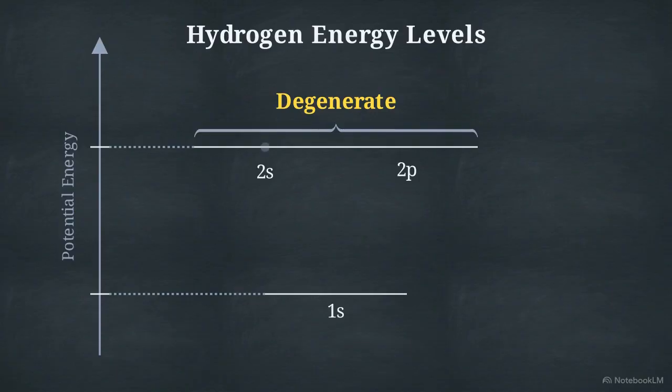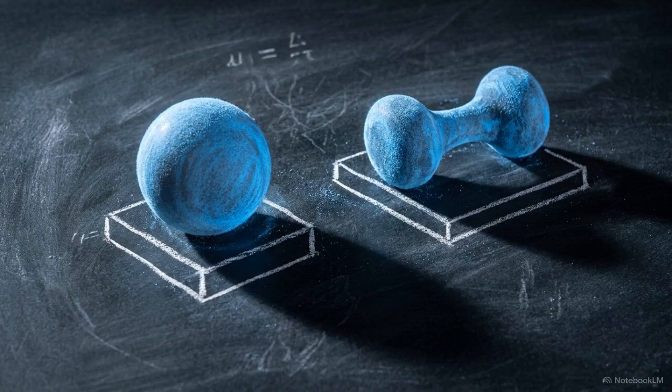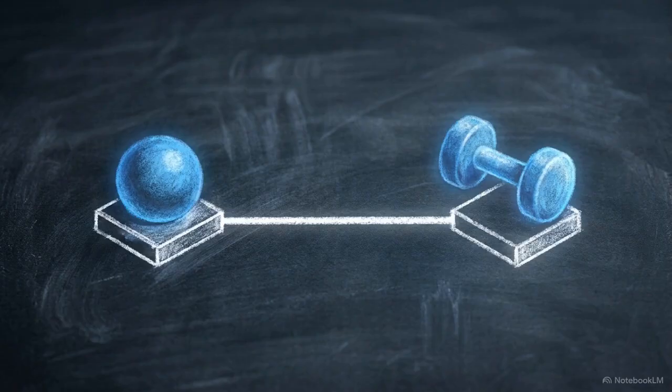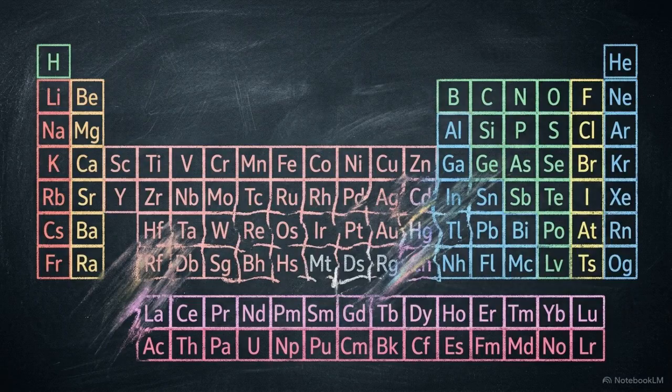Because 2s and 2p are degenerate in hydrogen, an electron moving between them does so with zero energy exchange. For a single electron, the shape of the orbital has no impact on its potential energy. Whether a spherical s or a dumbbell-shaped p, the energy level remains the same. This mathematical simplicity vanishes when we build the heavier multi-electron elements found on the periodic table.